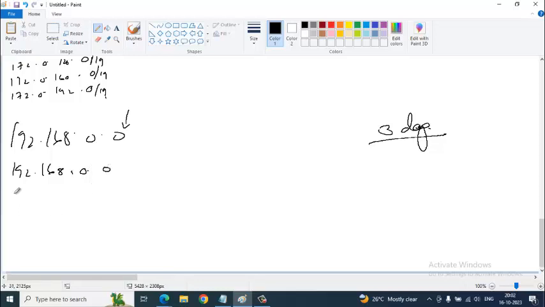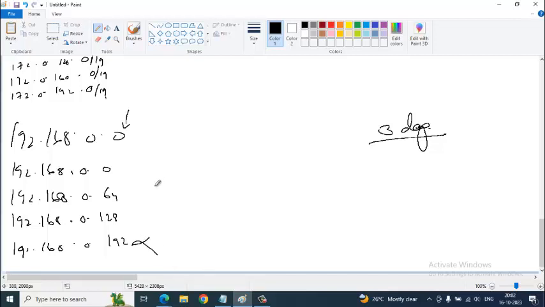So 192.168.0.0, 192.168.0.64, 192.168.0.128, and then 192.168.0.192 we don't use. And now you got the 3 departments. The subnet mask, because you borrowed 2 bits, will be 255.255.255, which is default, and 192. This is the subnet mask. So a subnet mask can end with a number. It doesn't need to be 0 always.